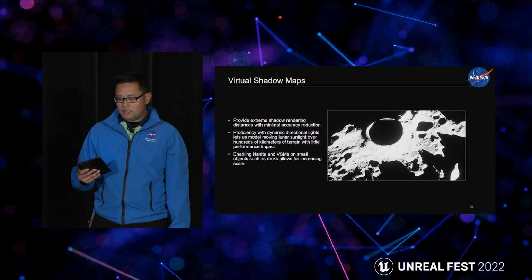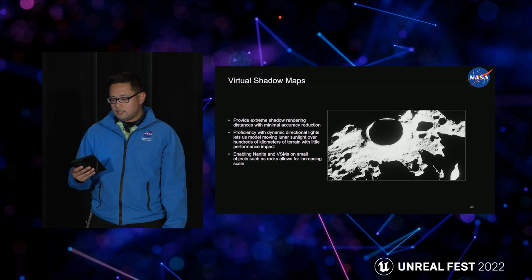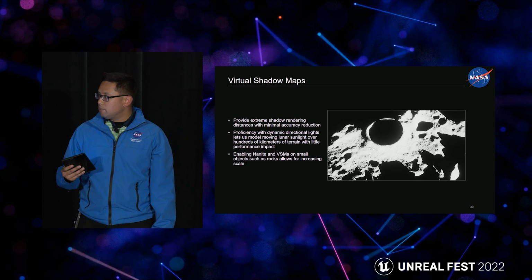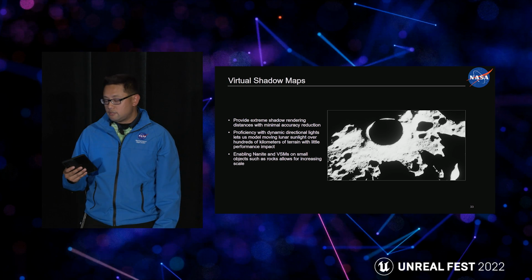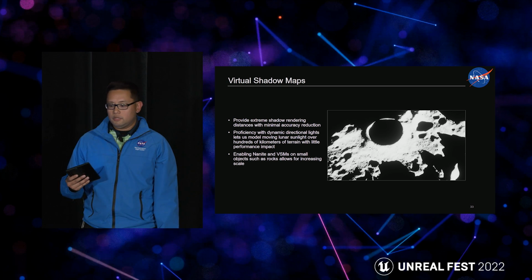In line with these shadows, we are using virtual shadow maps to provide long-distance shadow rendering with minimal impact to accuracy. As we dynamically position the sun and its corresponding directional light, we can project these shadows over hundreds of kilometers of terrain with very little impact to performance. The use of both Nanite in coordination with virtual shadow maps on smaller objects such as rocks allows for scalability.